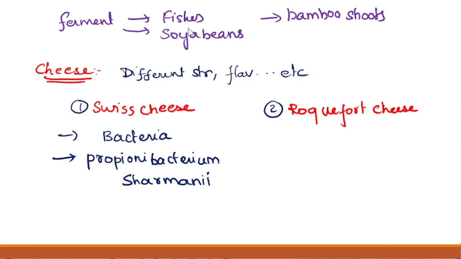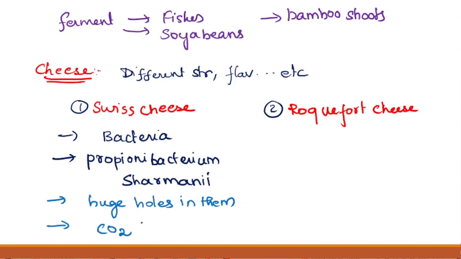Swiss cheese usually has huge holes in it. These huge holes are due to the large production of carbon dioxide by this bacteria. This bacteria produces a large amount of carbon dioxide, which results in the formation of huge holes. So this bacteria is called Propionibacterium shermanii.